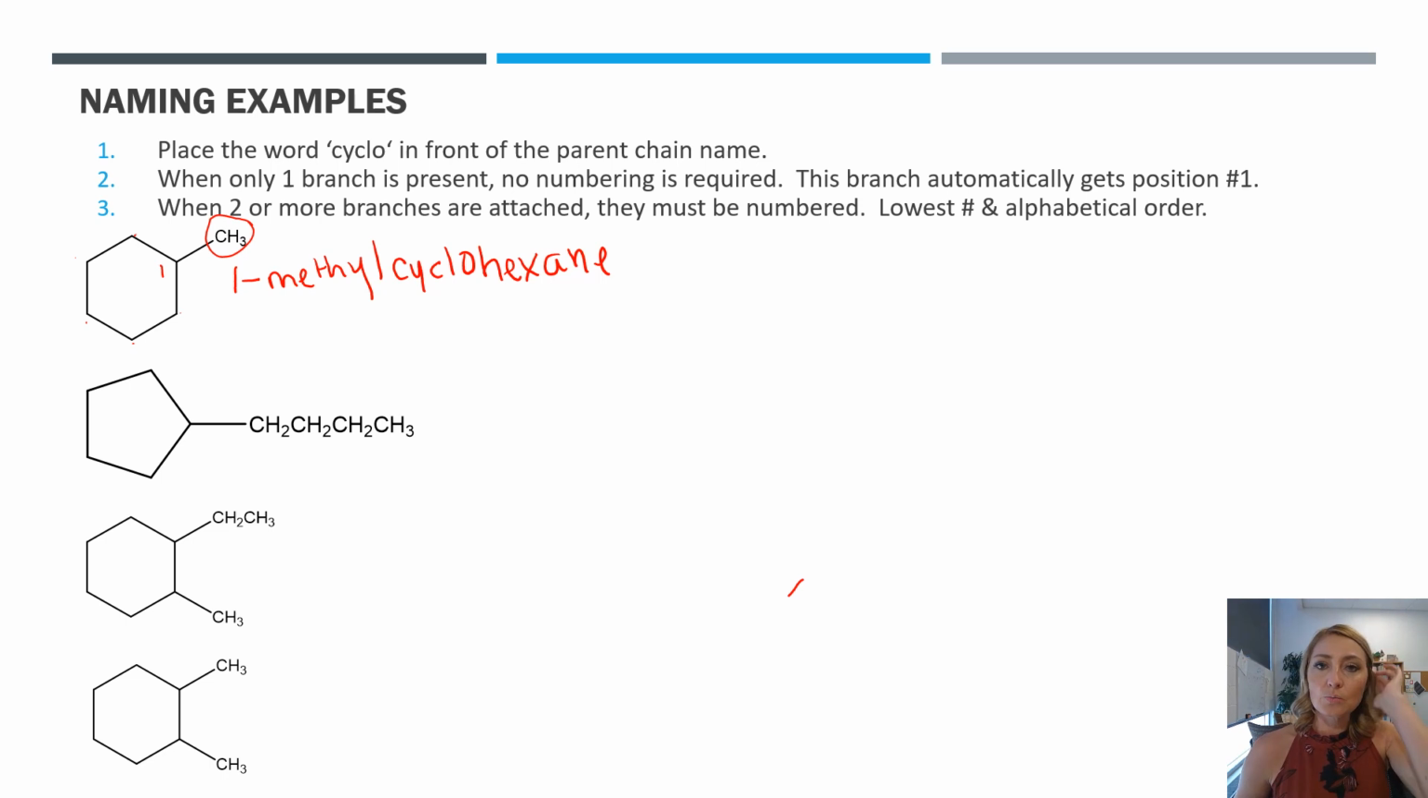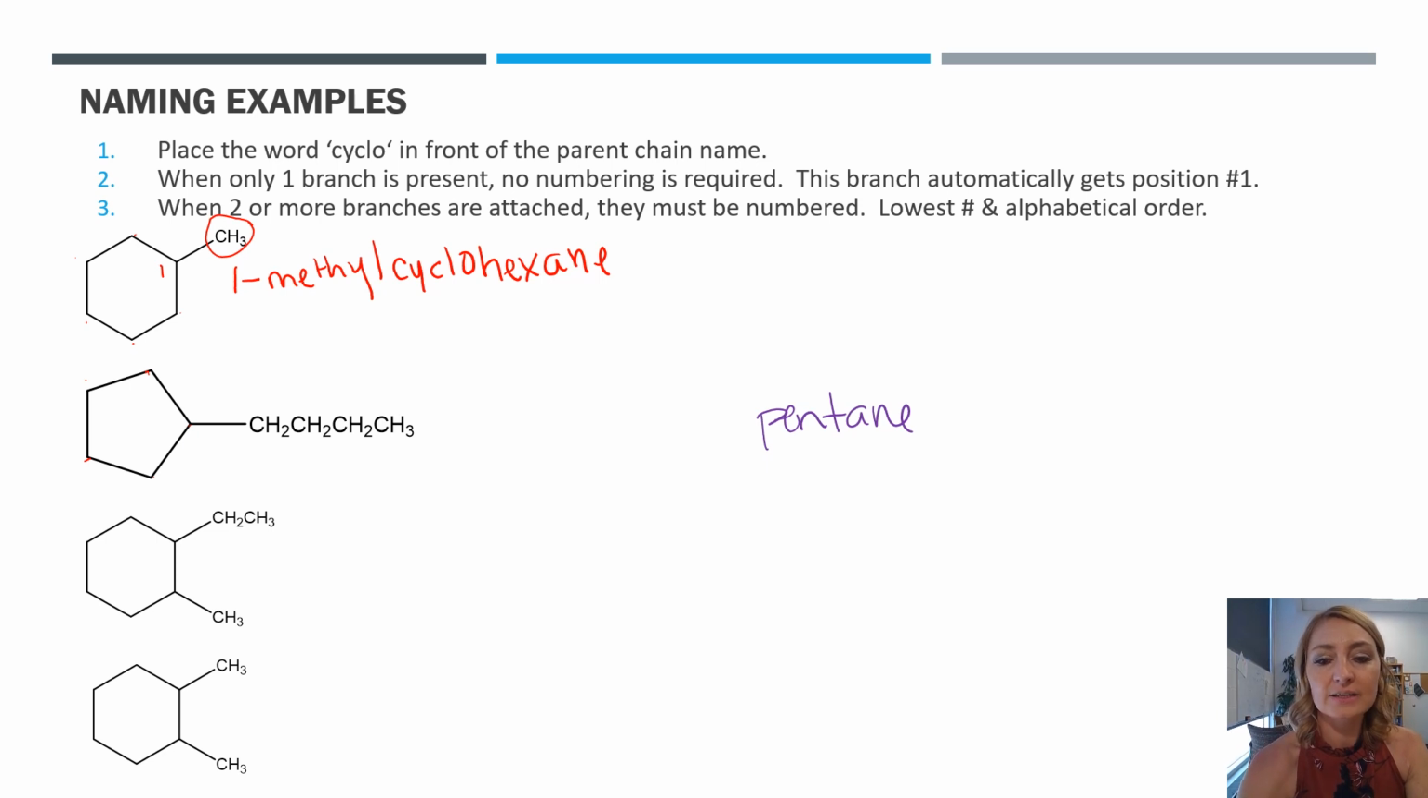Usually we number when we ask ourselves, could this branch be anywhere else? In this case, it cannot. No matter where I put it on there, it's still 1 because I get to choose where to start my numbering. This next example, we have 1, 2, 3, 4, 5. So we have 5 in our parent chain. That is pentane.